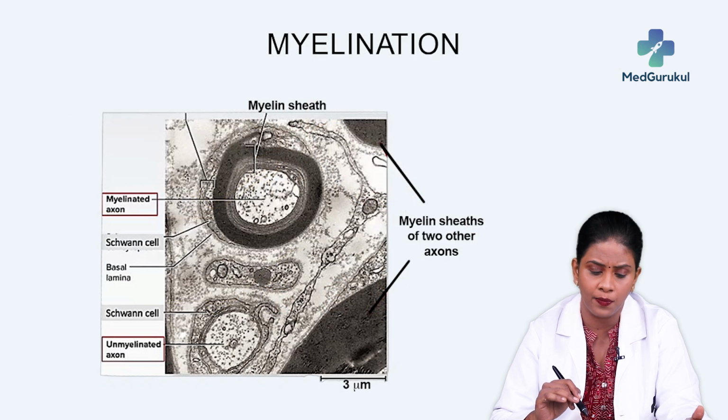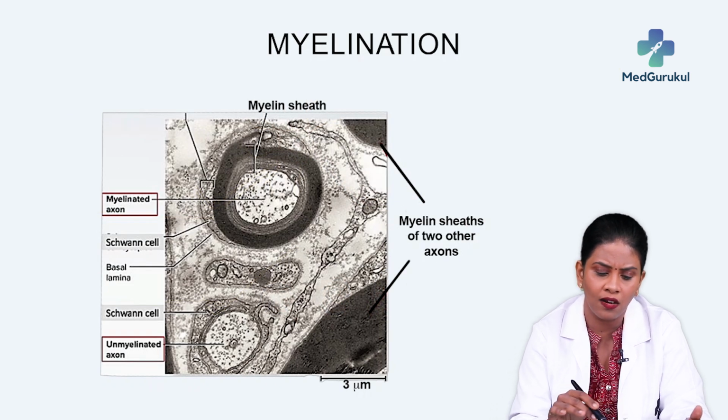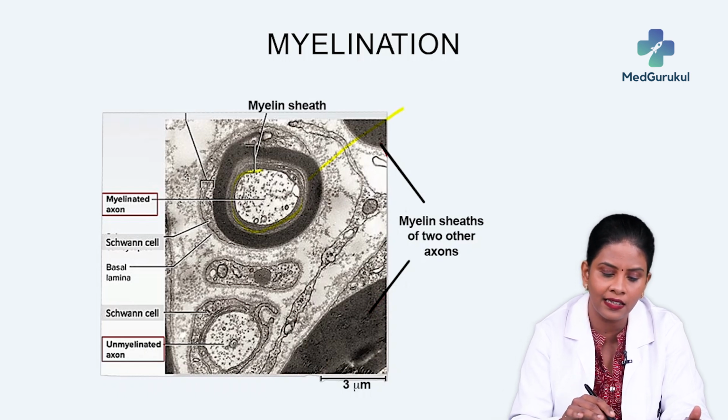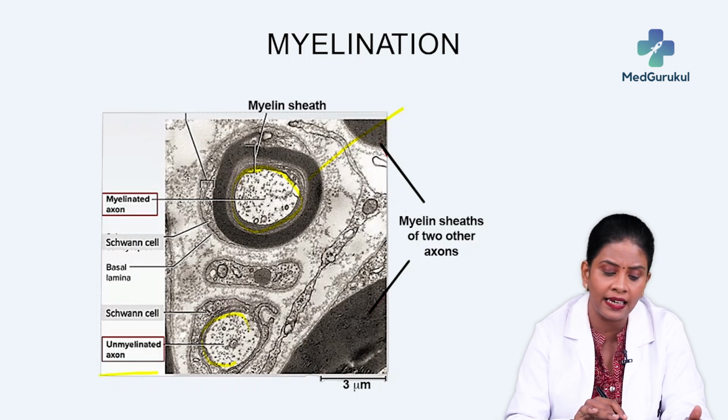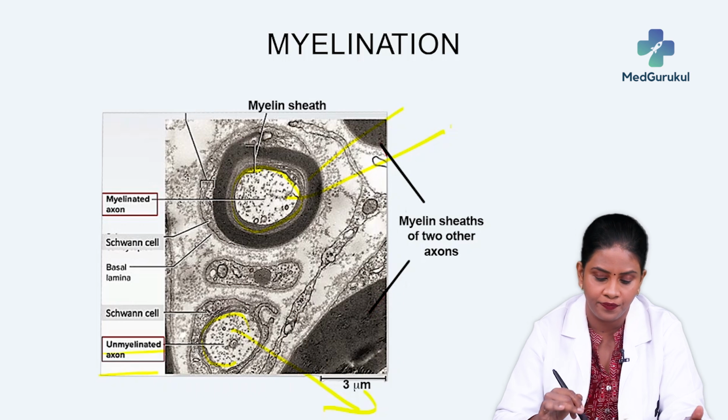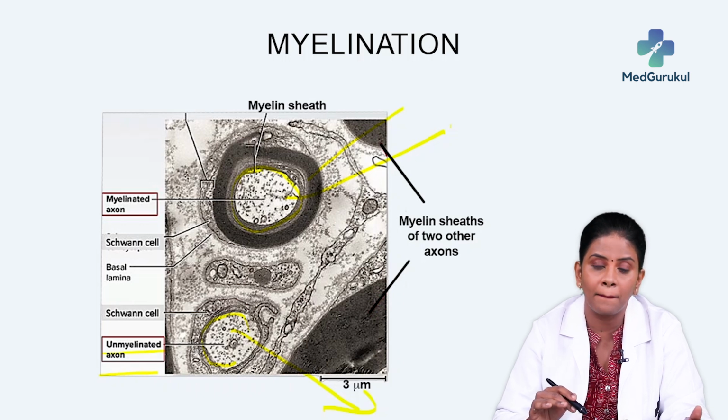Coming to the myelination, this is the histological picture. Here you can see the round structure. This is the neuron which is myelinated. So, this black structure is the myelin sheath, and inside is the axon. And here another neuron is there with the axon, but it is not covered by myelin. It is an unmyelinated axon. This is a myelinated axon and this is an unmyelinated axon. So, that is it regarding the myelination.